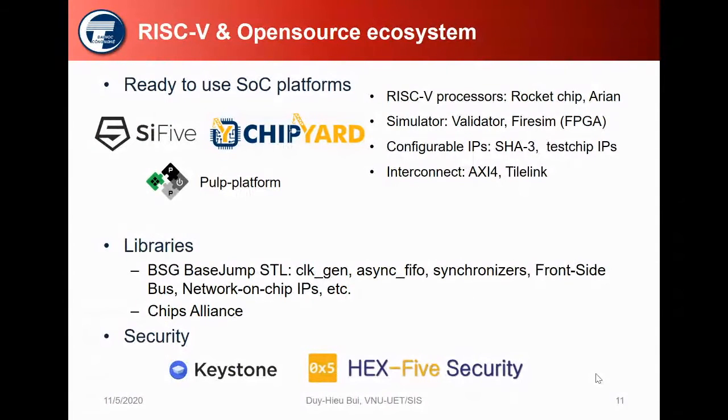For library, we also see that there's some very interesting library, for example, the BSG BaseJump standard template library, which contains many IP, for example, an open source clock generator, asynchronous FIFO synchronizer, some IP for communication on chip network, and they also provide some files related to specific technology. And for security, there are already some frameworks, for example, Keystone or HackFi security. Keystone is more focused on the security at the OS level. HackFi is for ultralight embedded system level.